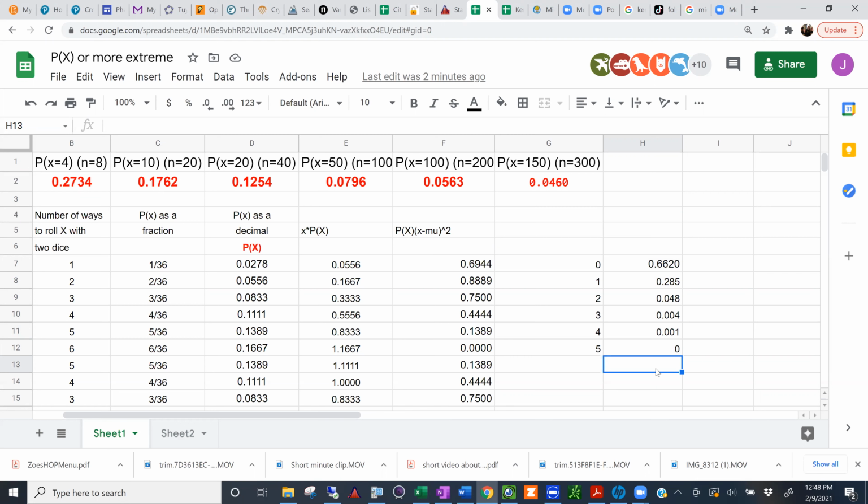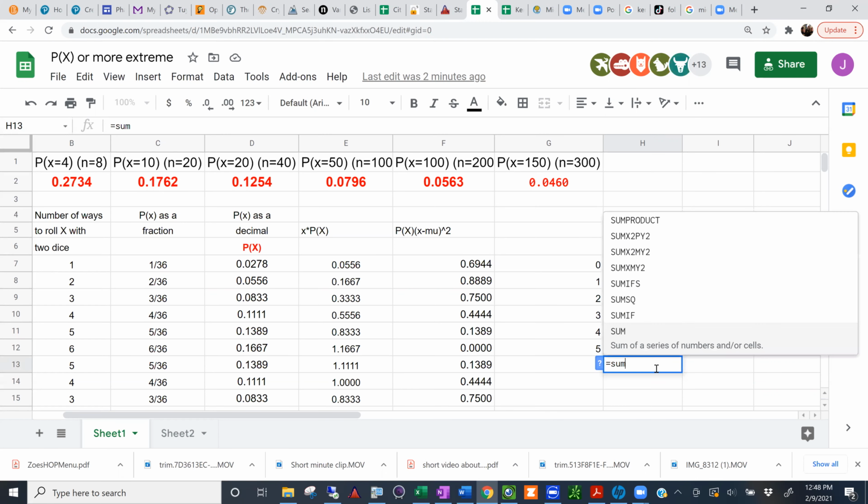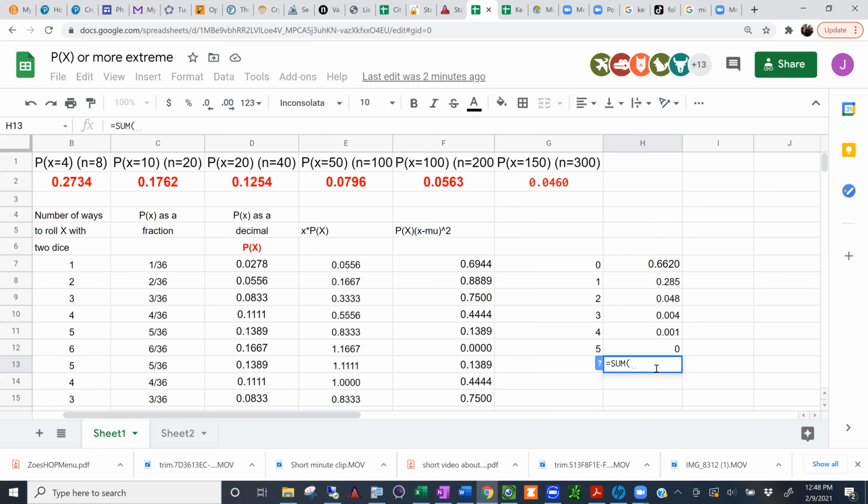Oh, wait, there's a better solution, right? Let's hit the equals key and then start typing in the word sum. And it finally decides, oh, you want a sum. If you then hit the enter key, it should give you the sum and then a left parenthesis. Click and drag to highlight these cells.